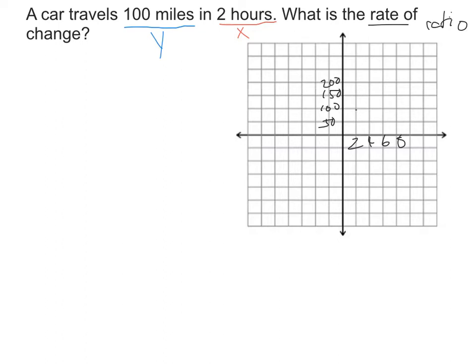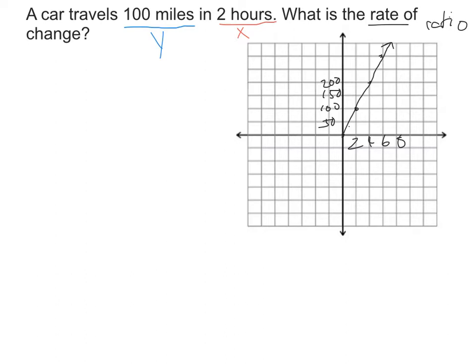So at 2 hours, we've gone 100 miles. At 4 hours, if we kept up the same pace, we would be at 200. At 6, we would be at 300, and so on. Okay? If we went 0 hours, we'd be at 0. And so we have this line going on, depending on how long we actually drive. So the question, though, is what is the rate of change?